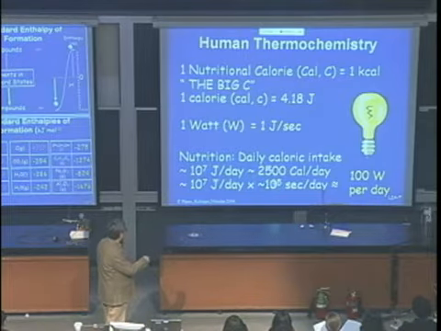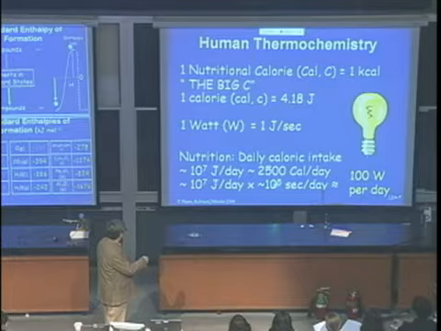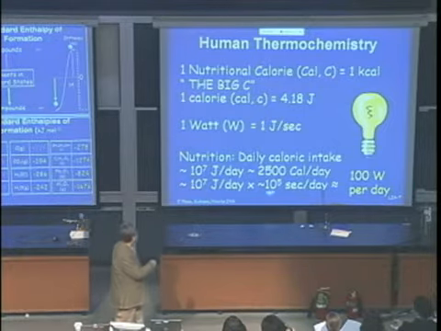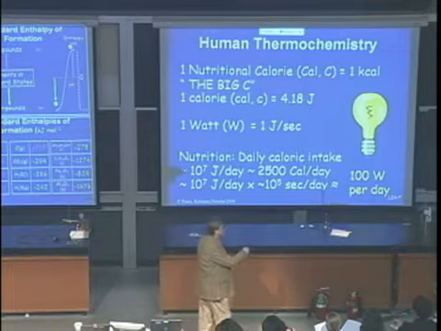What this means, 10 to the 7 times 10 to the minus 5, of course, divided. This should be divided, okay? Is 100 watts. There's a little mistake in there. So you get 100 watts.